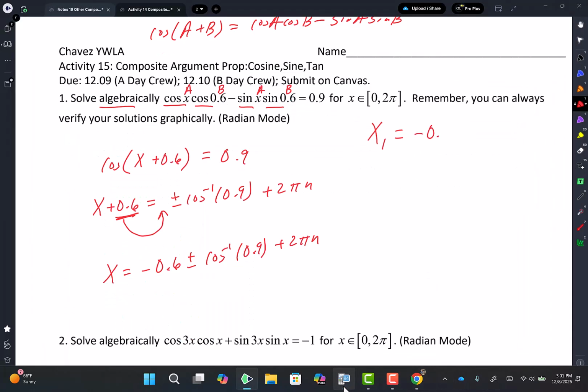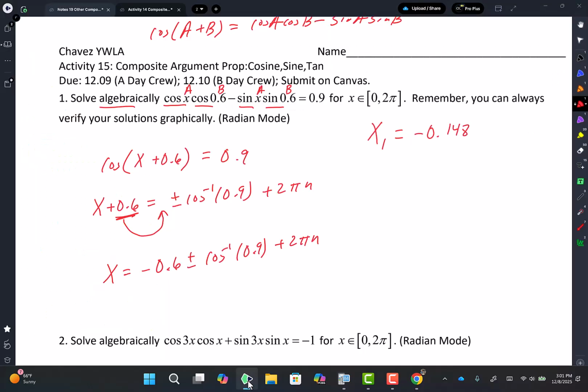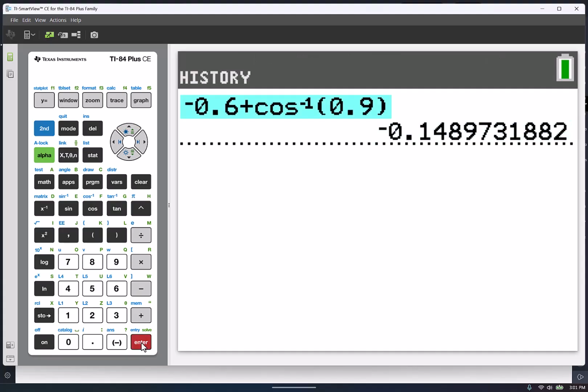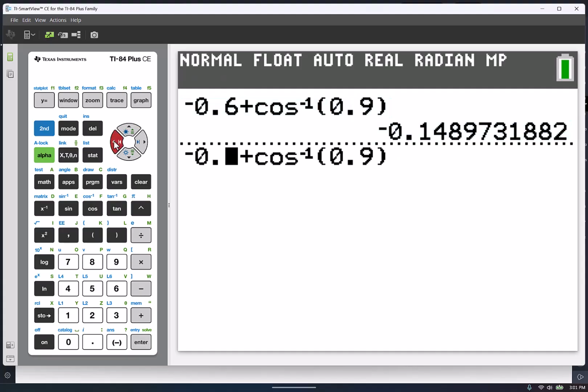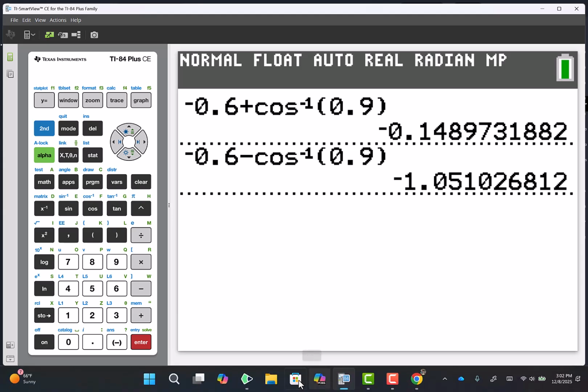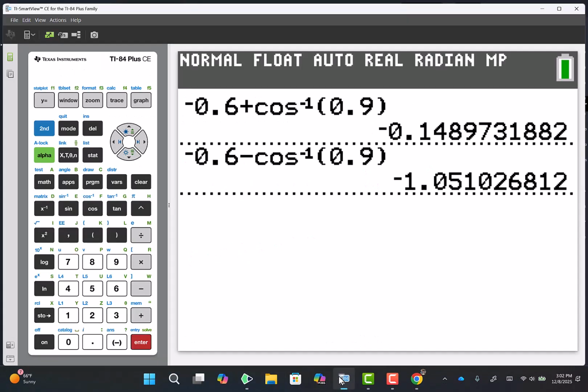Negative 0.14897. Plus 2 pi n, x2. Instead of a plus, I'm going to do what? Minus. So just bring it up, scroll up, hover over the plus and put a minus. And there it is, negative 1.05102. Negative 1.05126.